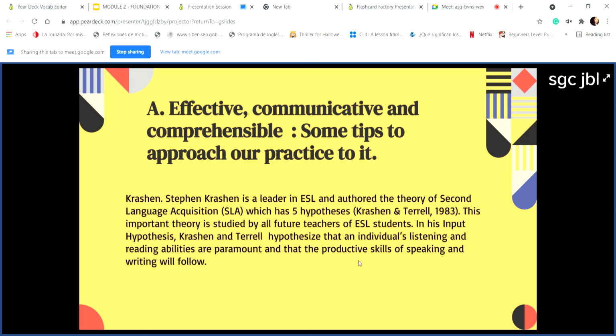In his input hypothesis, because he was one of the first developers of this terminology that we have, like input and output skills, Krashen and Terrell hypothesized that an individual's listening and reading abilities are paramount, the most relevant, the most important, the most effective, and that productive skills of speaking and writing will follow. This means listening and reading have to exist and cohabit in your lessons all the time.